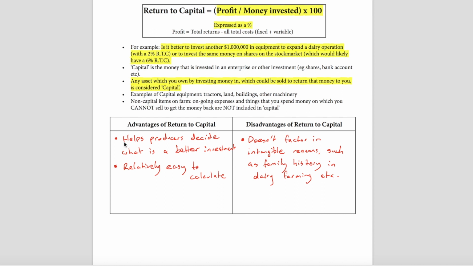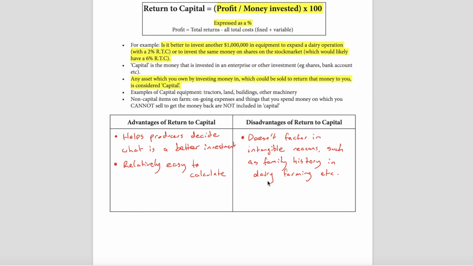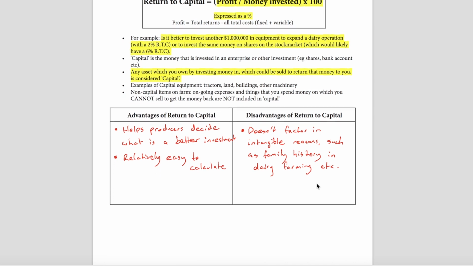So advantages of return to capital, it helps producers decide what return is better or what investment is better, and it's relatively easy to calculate, but it doesn't factor in intangible reasons such as a family history in dairy farming. You might only get 1 or 2% return in dairy farming, but it may be something that they've done all their life, and so that's why they're willing to invest money into dairy farming even though they're getting a small return to capital.